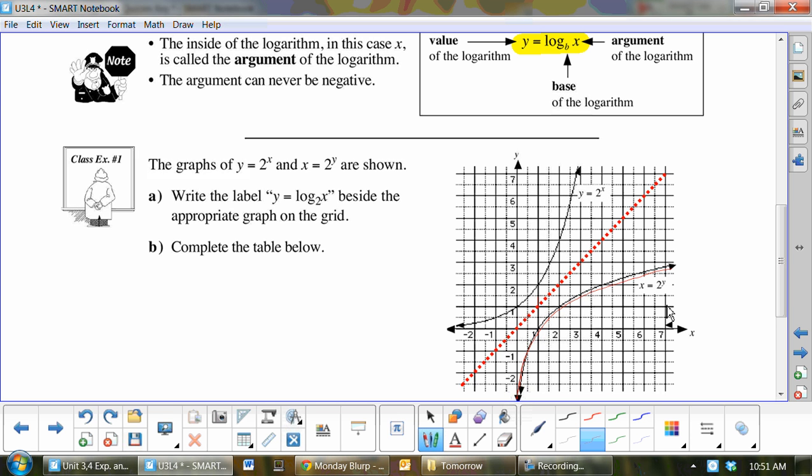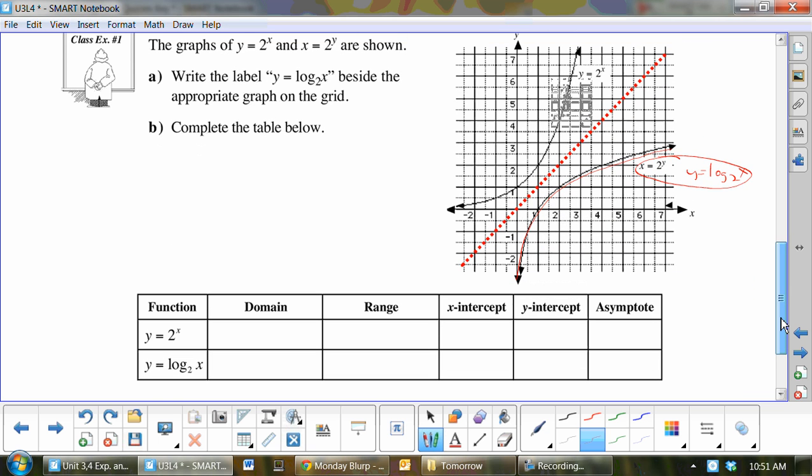What's another way to write x equals 2 to the y? y equals log 2 x. So these two are the same. So y equals 2 to the x and y equals log 2 of x are inverses of each other. Now let's fill in this table.